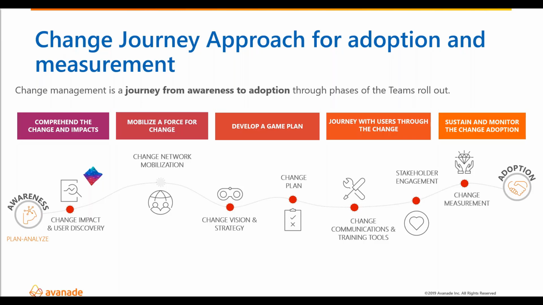Mobilizing a force for change, so defining that network and building that network. And oftentimes this is manifested in evangelists and bringing on early adopters. Developing your game plan. So what is your change plan and what's the vision and strategy for how you're going to go about it? And then journeying with the users through the change. So changing communications: that this is coming, here's how to use it, here are tools at your disposal.